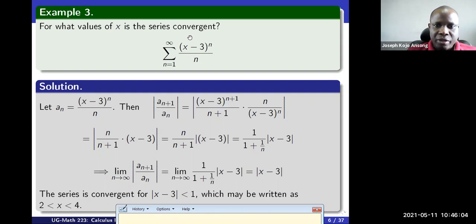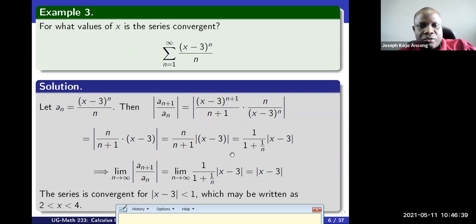So a_n will be all of this. You find the ratio a_(n+1) over a_n. That's going to be given by this, right? This is the same as x minus 3 raised to the power n multiplied by x minus 3. So x minus 3 to the n cancels, and then of course n over n plus 1. So here you are left with a factor of x minus 3, and that is what you have here. These n's are positive integers, so you can pull this out of the absolute value sign, and you have this.